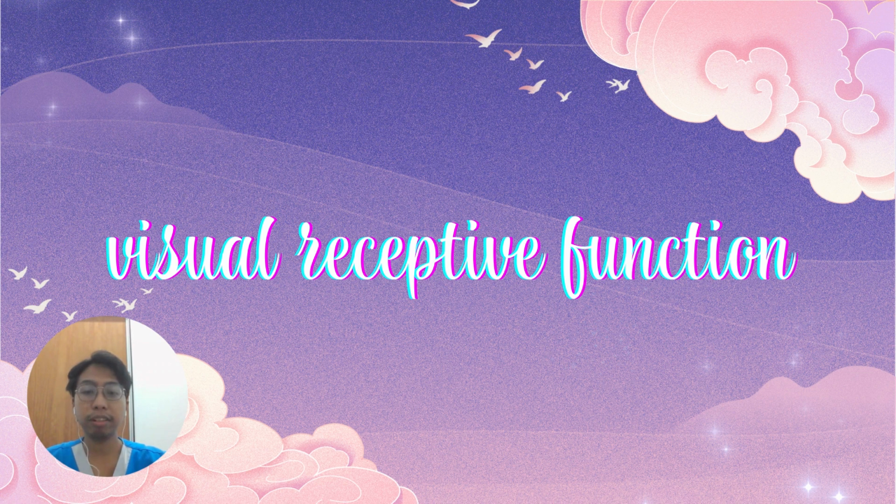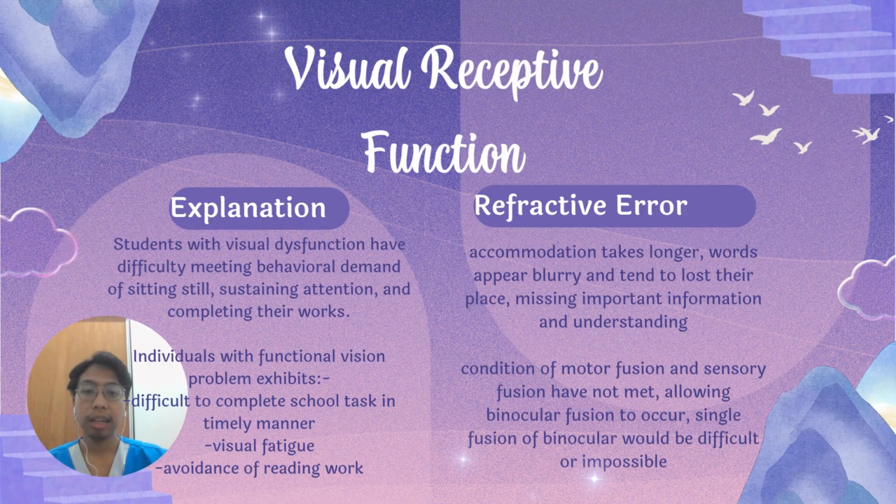Visual receptive function. To make it easier to understand, visual receptive function is a process to gather information from the surroundings. It could be visual, to find out what image we are seeing right now in front of our eyes. That is the input that we need for visual receptive function. So what happens if visual receptive function has problems?